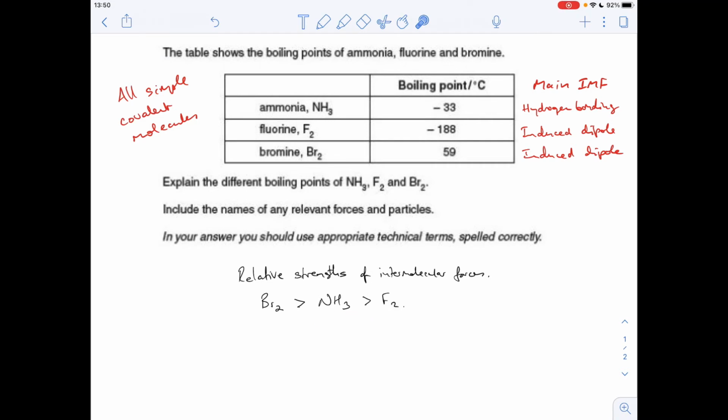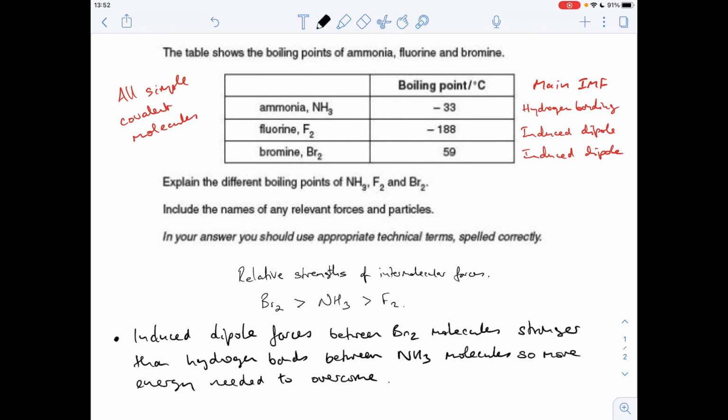I'll just quickly explain that. We'll write this up at the end, but just quickly explain it now. Induced dipole forces are linked to the number of electrons in the molecule. Bromine's got a large number of electrons in its molecule. It's got 70 electrons, 35 for each atom, and so it's a strong intermolecular force as a result, and that's what takes the boiling point up to 59 degrees C.